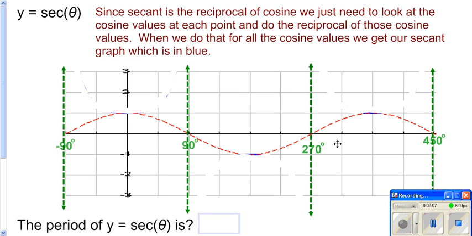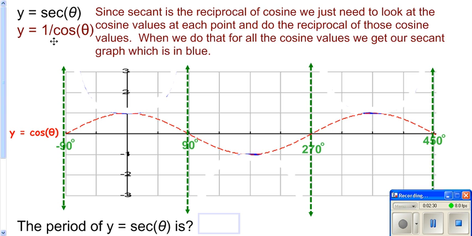Now, we're going to start out here with trying to graph our secant. We know the secant is the reciprocal of cosine. So what we have down here in the dotted red is our cosine. So we have our cosine graph in dotted red here. Now we know secant is the reciprocal of that. So we need to try to graph this.